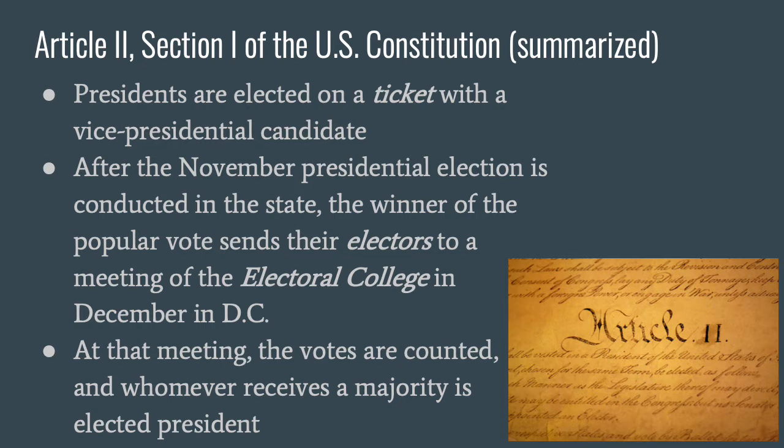So we have the election on November 3rd, and then in December, the electors from each state that represent the winning candidate in that state go to Washington, D.C. to participate in this meeting called the Electoral College. And at that meeting, they count up all the votes, and whoever receives a majority is elected president. Now, when we're not counting 200 million votes, we're just counting the 538 electoral votes. And whoever gets the majority will be elected president.